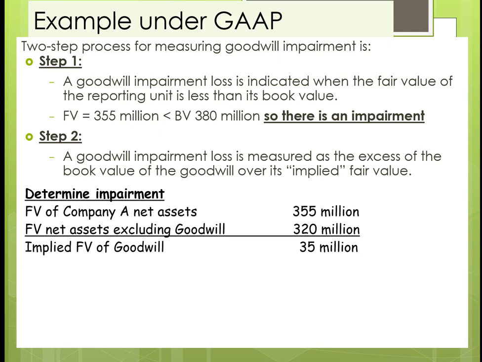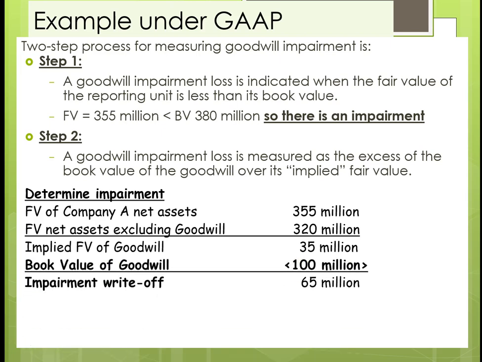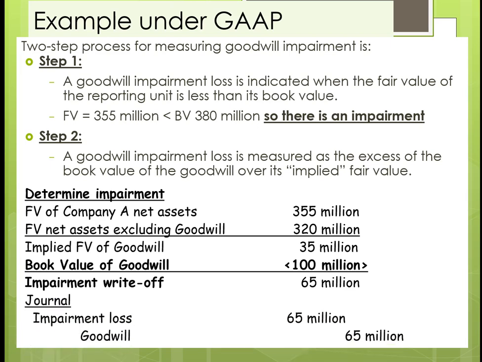Now, I want you to know when you do this, you can't write up any of the other assets. We're only looking at goodwill when we do this. Now, we subtract what's on the books, and according to this, we have an impairment write-down of $65 million. And that would be our journal entry, and that would be part of other. Now, this same problem, what does it look like under the international standard?